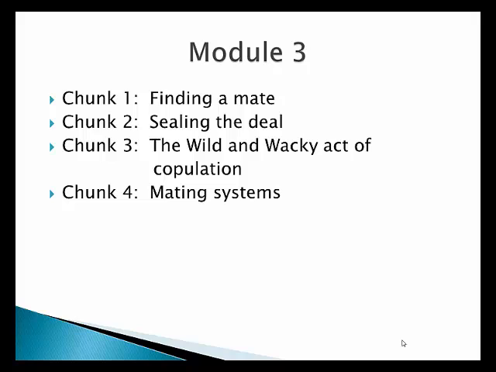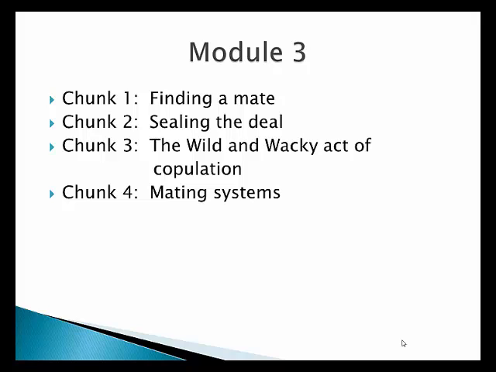Now, for your convenience, this module has been broken into 4 chunks. In chunk 1, we're going to start with the beginning, a good place to start, and address the issue of finding a mate. Nothing else can happen in reproduction until this issue is solved, and therefore it makes a great starting point. Chunk 2 brings us to a discussion of how males and females are persuaded to engage in the act of mating. Again, there are remarkable similarities between humans and insects, despite the gulf of evolution by which they are separated.